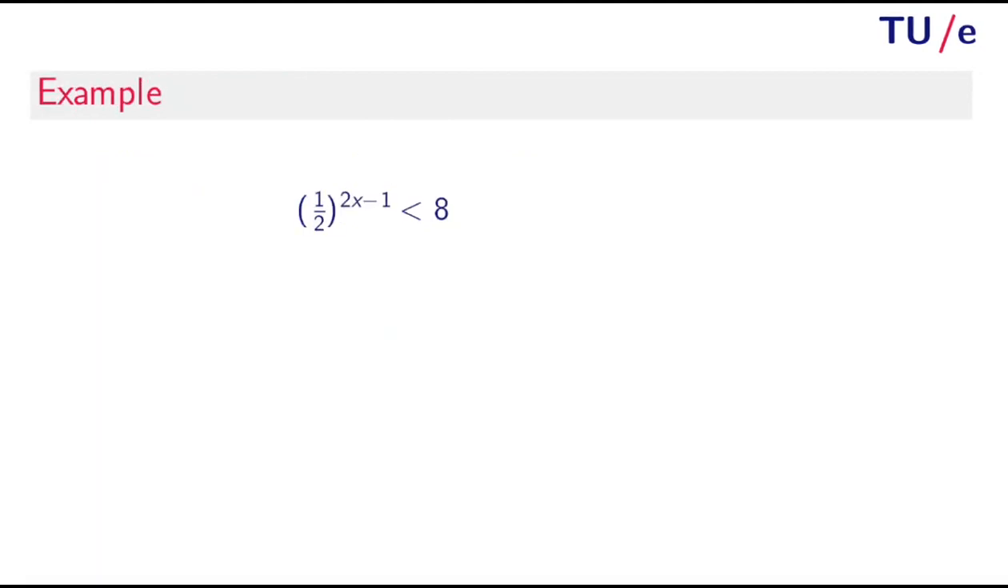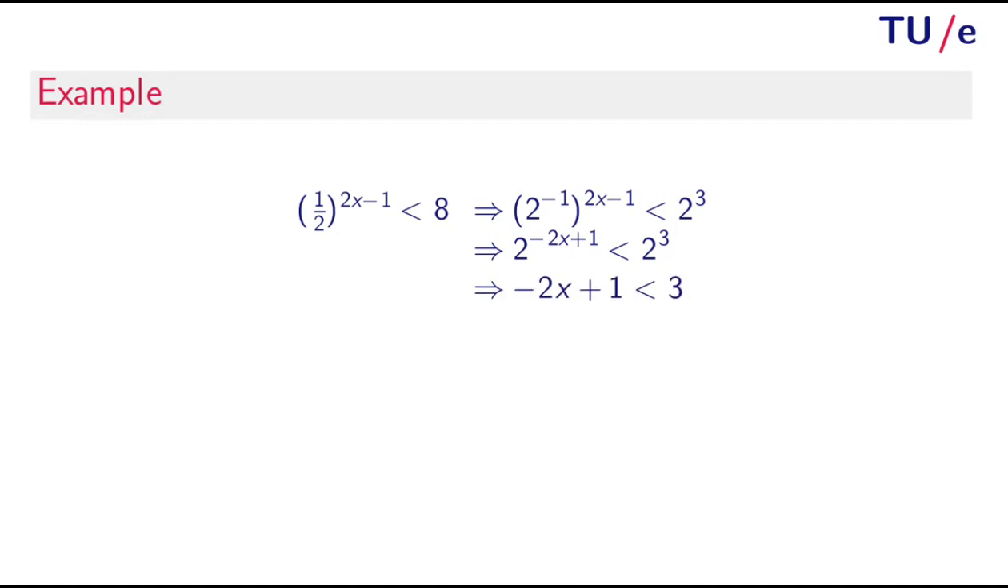An example: 1 half to the power 2x minus 1 should be less than 8. Well, 8 we can rewrite to 2 to the power 3. Then we find that 2 to the power minus 2x plus 1 is less than 2 to the power 3. Now 2 is a number bigger than 1, so we find that minus 2x plus 1 is smaller than 3. But that means that x has to be bigger than minus 1.